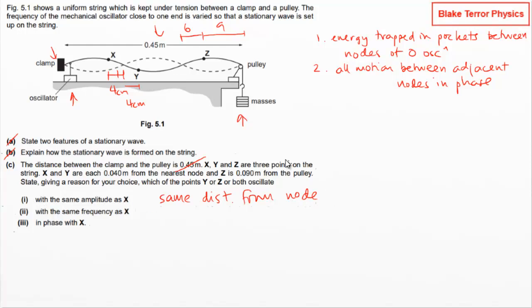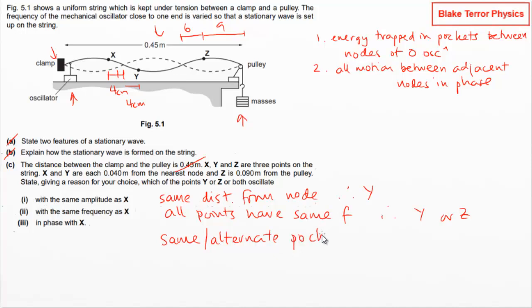So that means we're going to have Y or Z. Same frequency: well, all points will have the same frequency. And then in phase. So that is going to be, I suppose, alternate segments. So we're going to want the same or alternate segments, pockets.